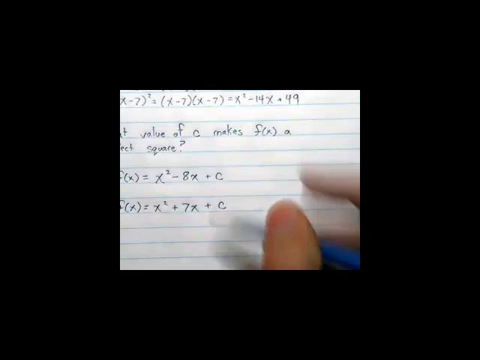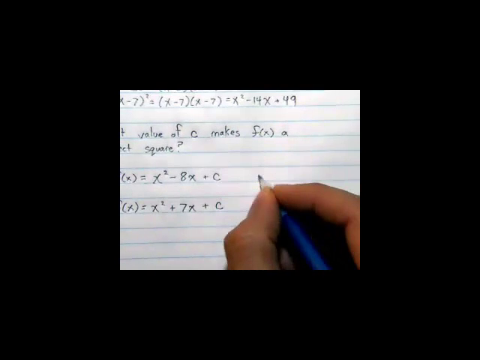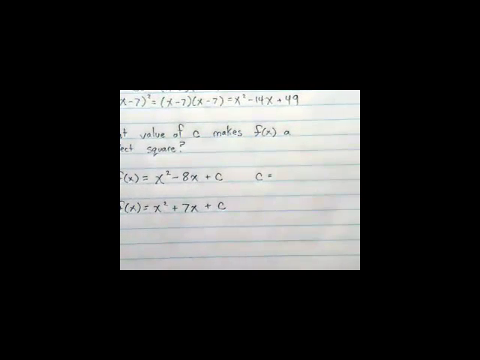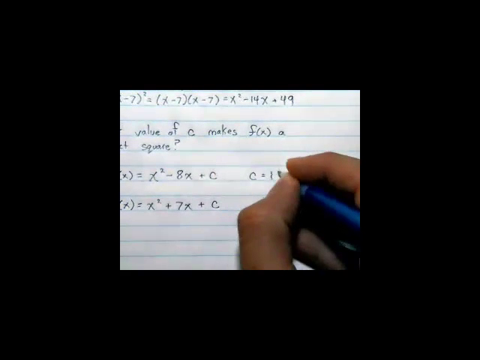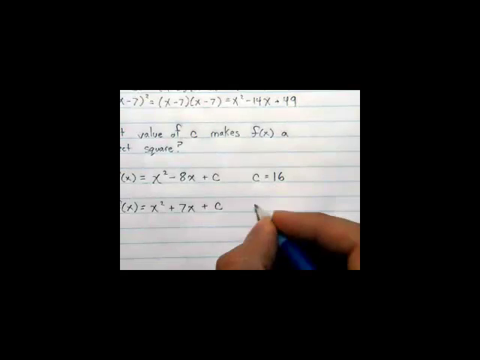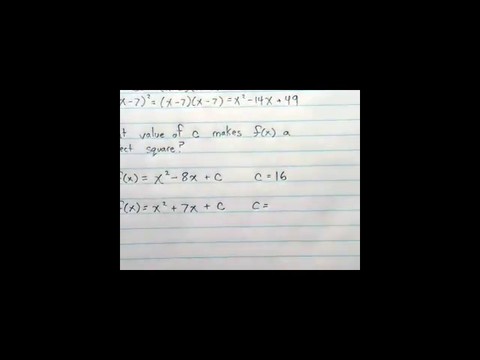Okay? So for this one right here then, if we follow that same kind of pattern, what's going to be the c? 16, right? Half of negative 8 is negative 4. Negative 4 squared is 16. Now this one, you probably would need a calculator for, right? 12.25 is right, yeah. So half of 7, 3.5. 3.5 squared is 12.25.